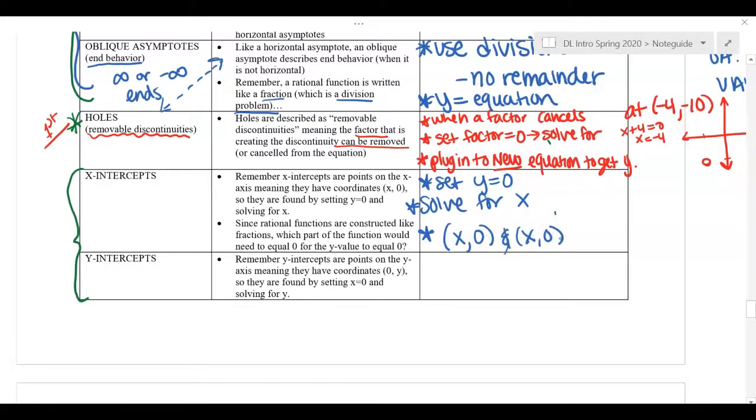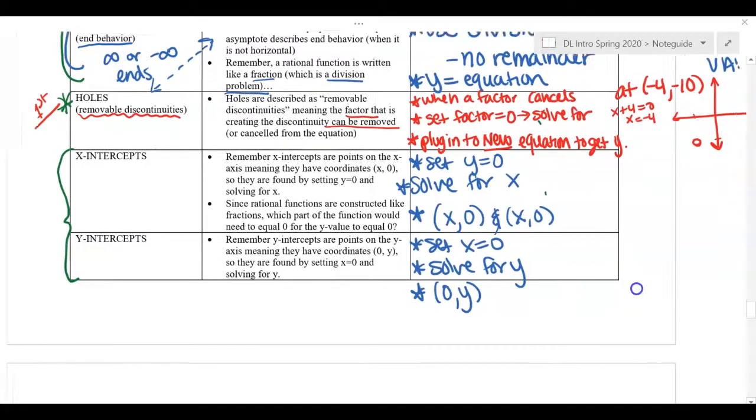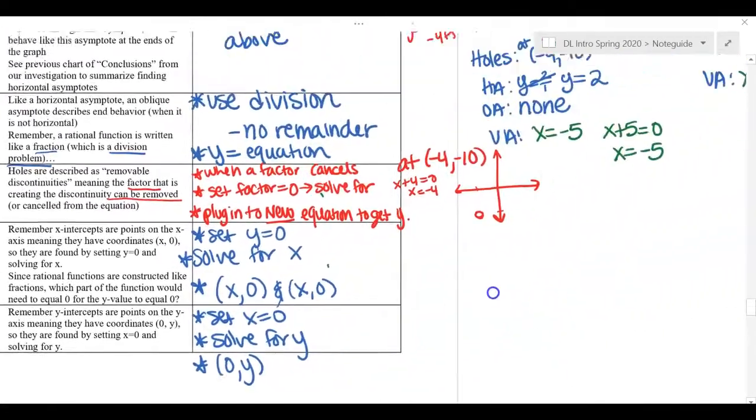Okay. For your y-intercept, you set x equal to 0, and you solve for y, and then you get answers where you have (0, y). You will only have one y-intercept because these are functions. They pass the vertical line test, so you won't see something where you get 2 different values for that x. So let's go find these, and then we'll be done with this lesson.